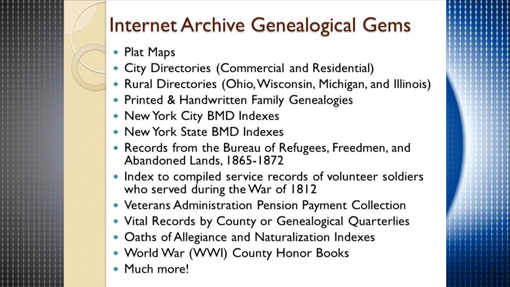The city directories, which are commercial and residential. So that's really, really important. The rural directories for Ohio, Wisconsin, Michigan, and Illinois are fabulous, though a lot of those are going to date from about 1908 to about 1920. The printed and handwritten family genealogies, of course, those New York City and New York State birth, marriage, and death indexes from Reclaim the Records. The Bureau of Refugees, Freedmen, and Abandoned Lands.